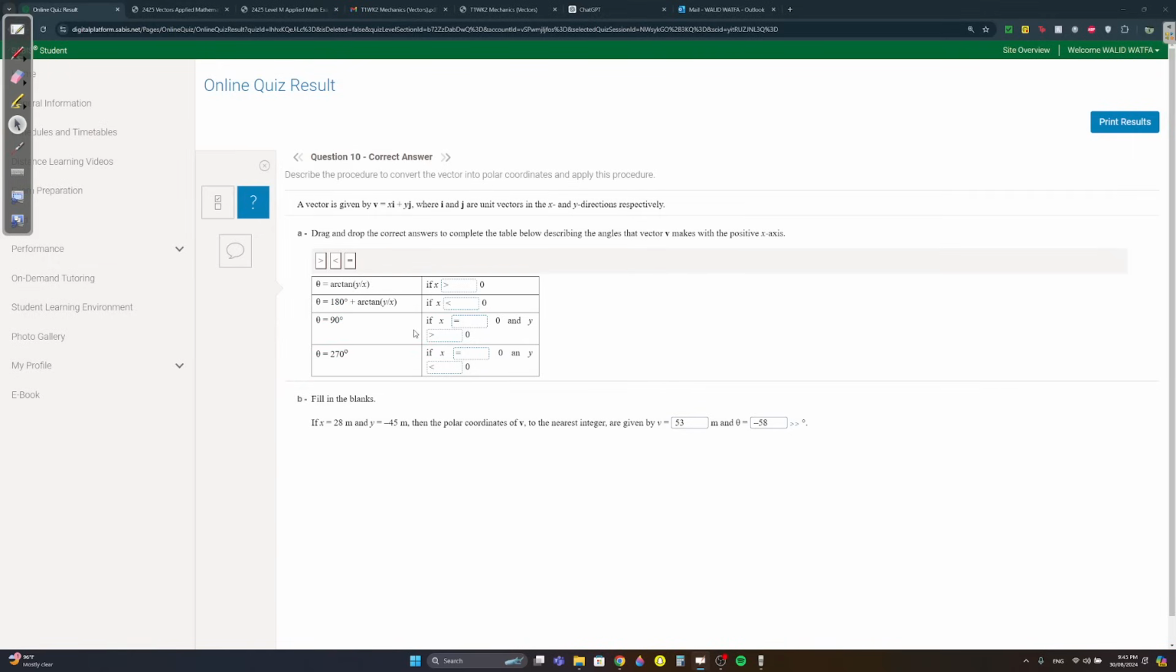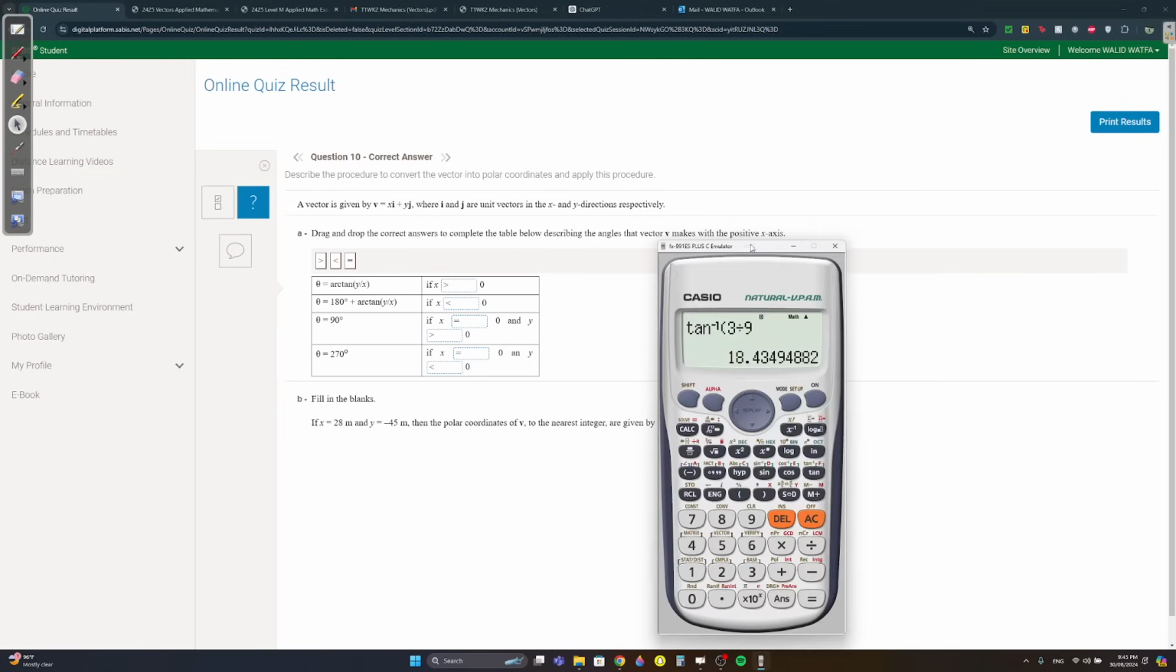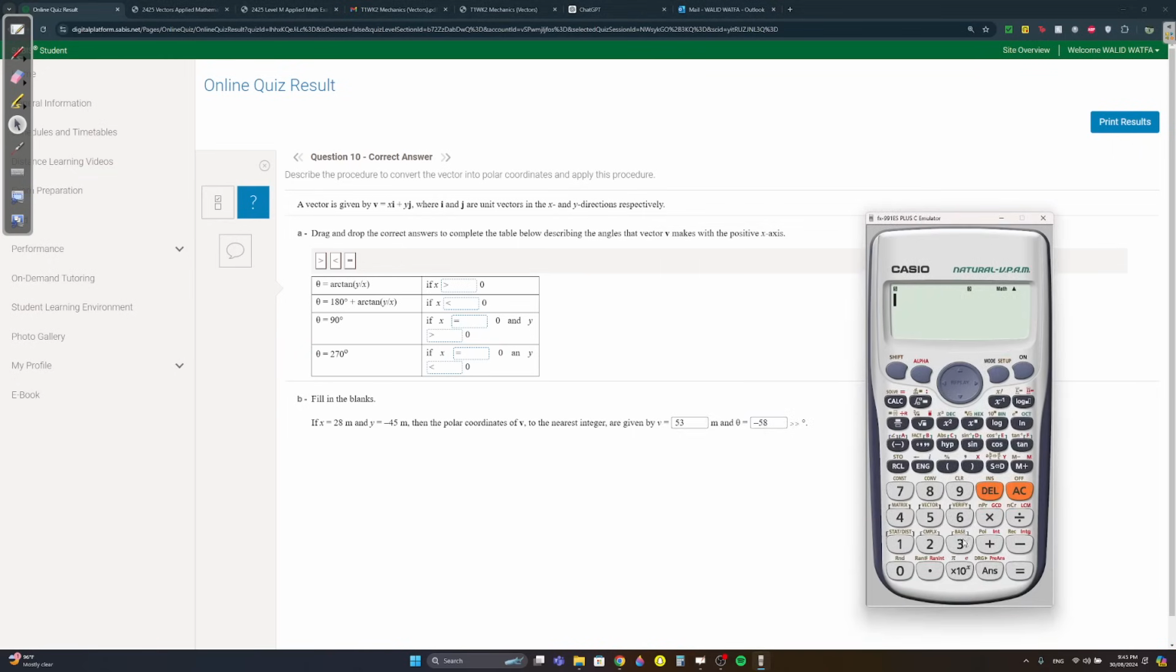If x equals 28 and y equals minus 45, what are the polar coordinates of v? Can you do this on a calculator? Let's see. I want to make your lives easier so we don't waste time in the exam. Shift polar 28, comma, minus 45. r equals 53, theta equals minus 58. Just like this, in 3 seconds, you solved it. This question should not take you more than 45 seconds if you can do it on a calculator.